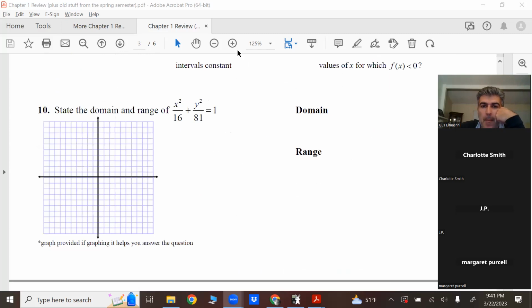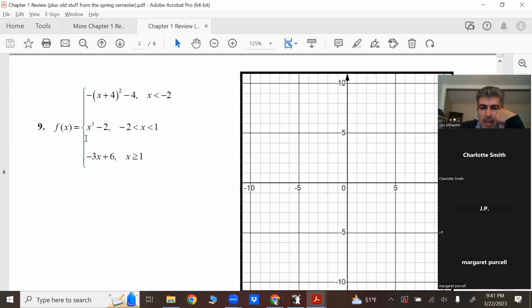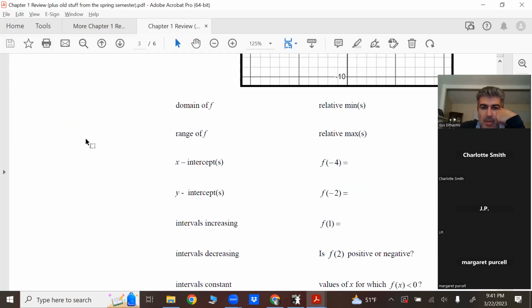Okay. Yeah. Question in the chat again. So we wouldn't do number 9, the first step is class, right? Yes. I'm not going to ask you to graph the piecewise function. But when I give you the graph, I'm going to ask you to go through all these questions, which we just did in the new set.